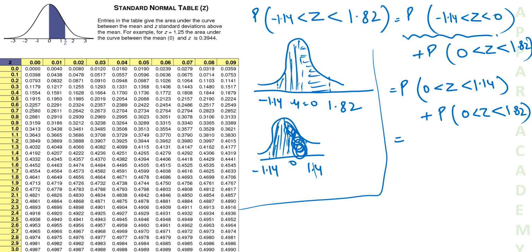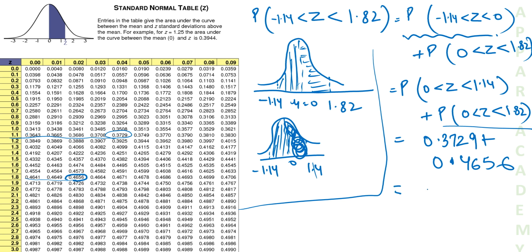For 1.14, 1.1 is over here and 0.04 is here: 0.3729, plus the probability that z lies between 0 and 1.82. So 1.8 is here and 0.02 is here: 0.4656. From here we have our total, that is 0.8385. Right? So this is how we find the probabilities for a normal random variable by simply converting into a standard normal random variable.